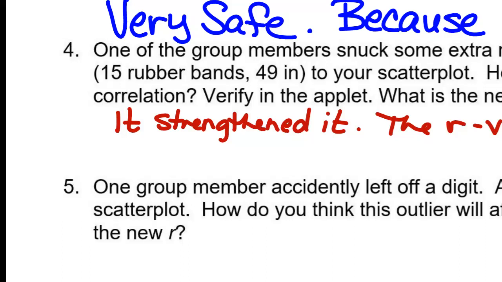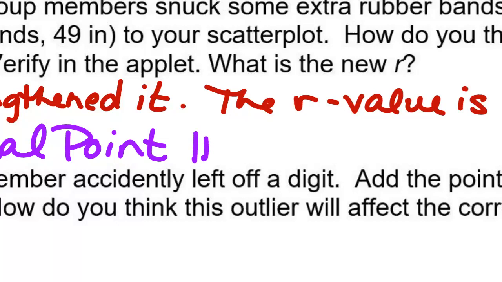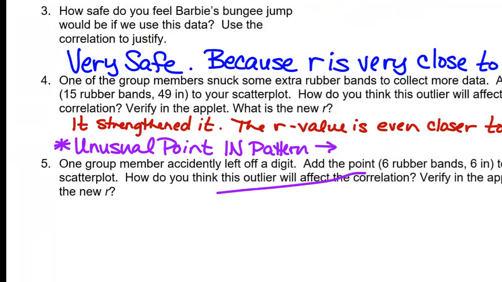So make yourself a note here. An unusual point in the pattern strengthens our R value.